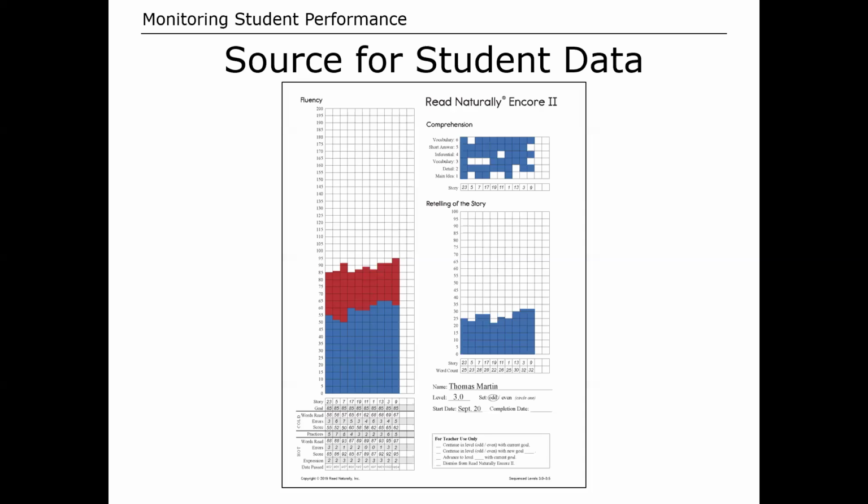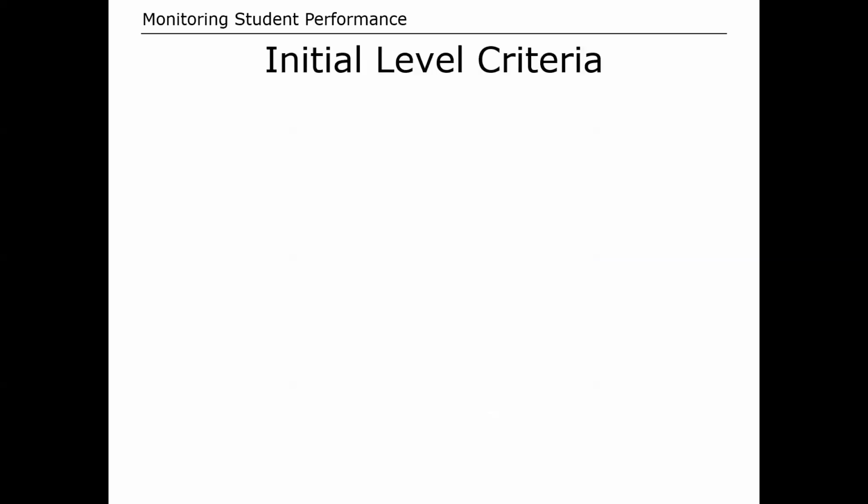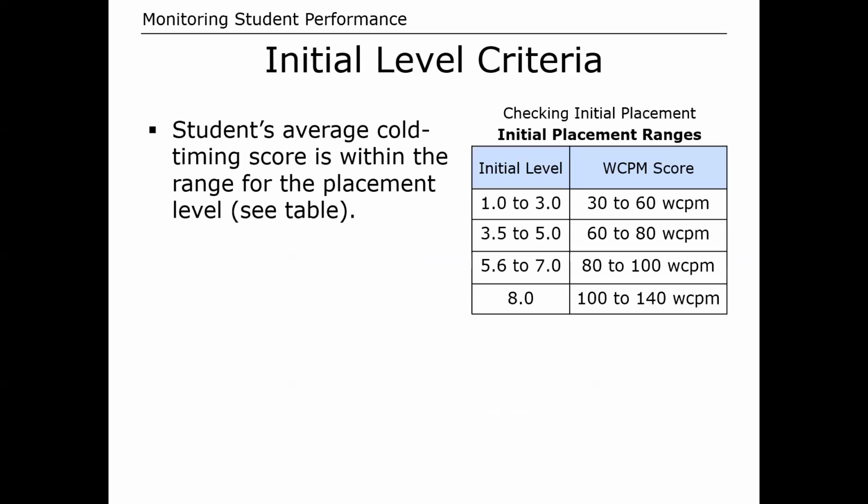You're going to be taking a look to make sure they're in the right level. And what you're doing is you're taking their average cold timing score from the first 3 stories, and you're plugging it in to the placement range table. So if your student is, for example, working in a level 1.0 to 3.0, which, by the way, includes all of the phonics series as well. So if your student is in the phonics series, or they're in a sequence series 1.0 to 3.0, their cold scores should be between 30 and 60 in order for this to be the right level for them.